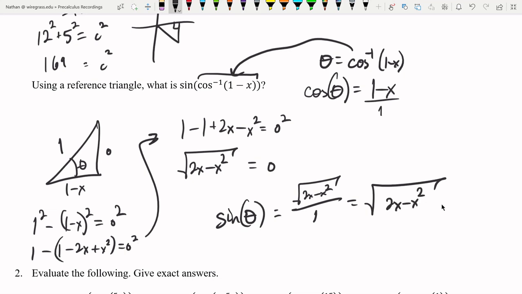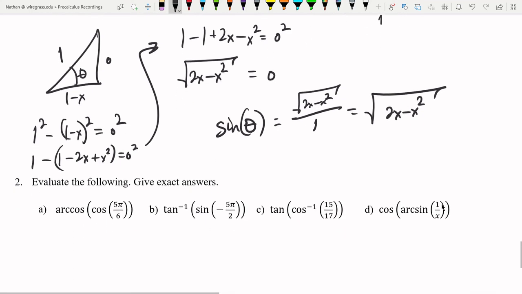So these reference triangles really help you solve these kinds of problems that have different nested trig functions, especially when you have inverses in there. But they can also help you with a lot of different kinds of scenarios. So give it a try. Number 2.